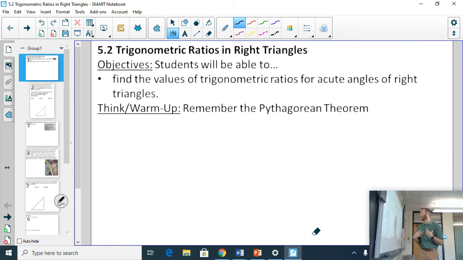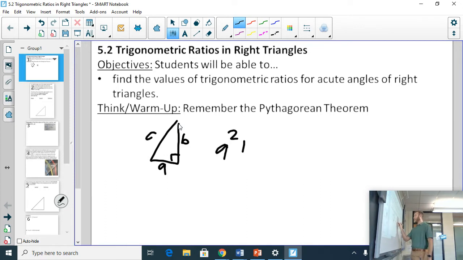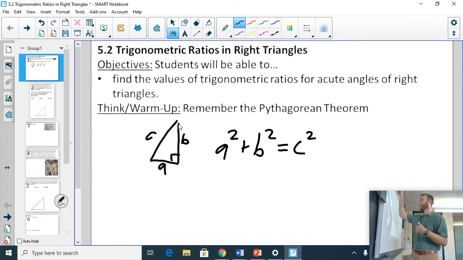And just for a think slash warm up, I'm just having us recall the Pythagorean theorem because it's going to be useful. So just in case we forgot, even though it's one of the most popular theorems out there, when we have a right triangle and we have two legs A and B and a hypotenuse C, then we have a squared plus b squared equals c squared, and that is referring to the side lengths.